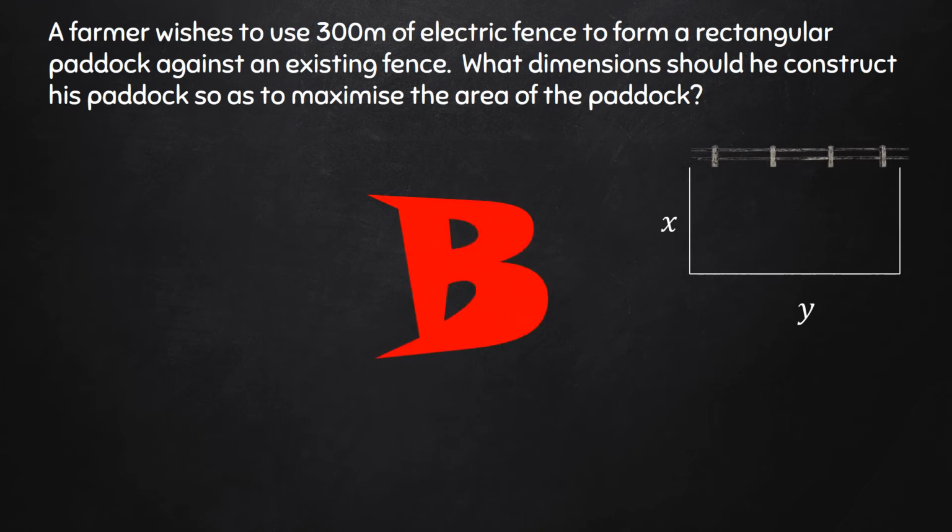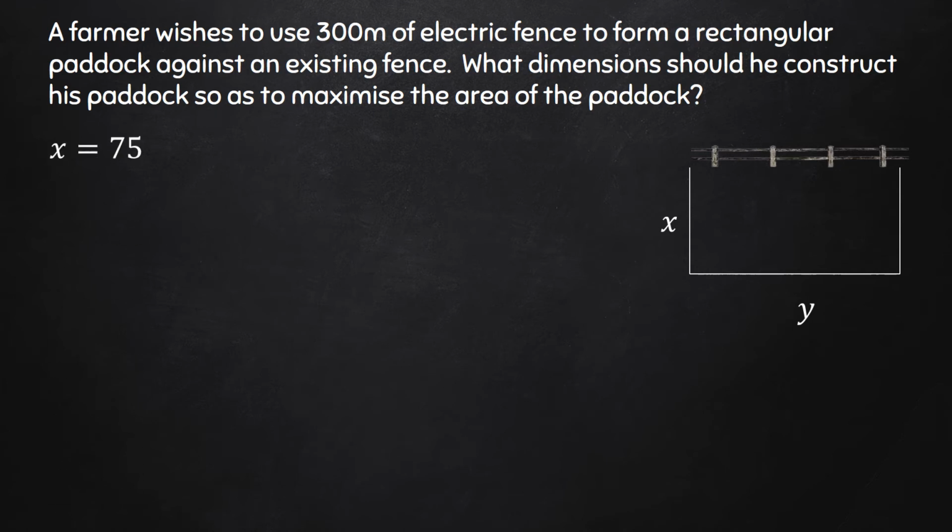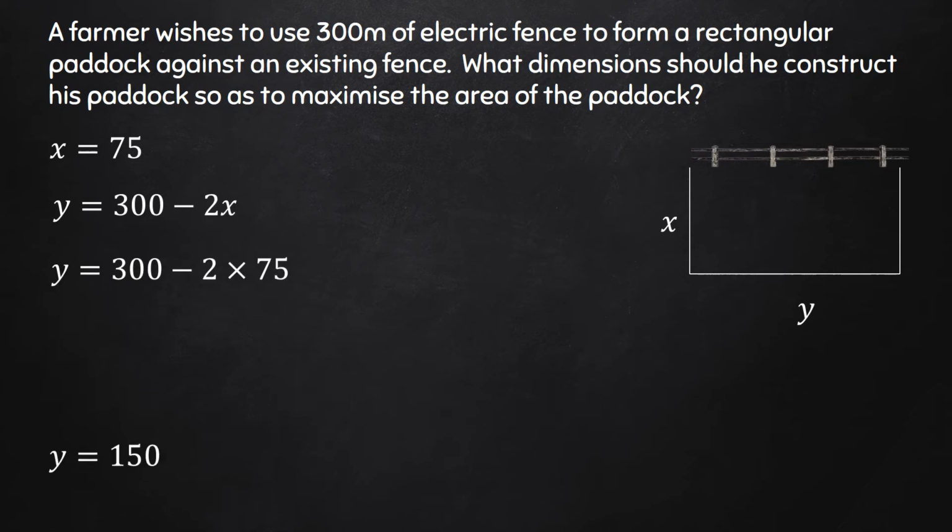Now our B stands for back substituting. So we're going to find the maximum or minimum value. First of all, we have to find out what our y is. So we know x is 75. We also know that y equals 300 minus 2x. So we just substitute our x in, and we get y being 150.